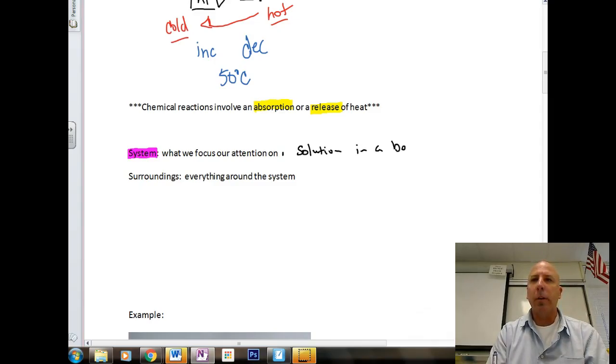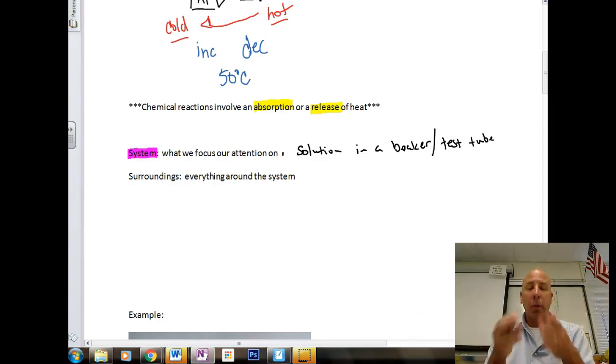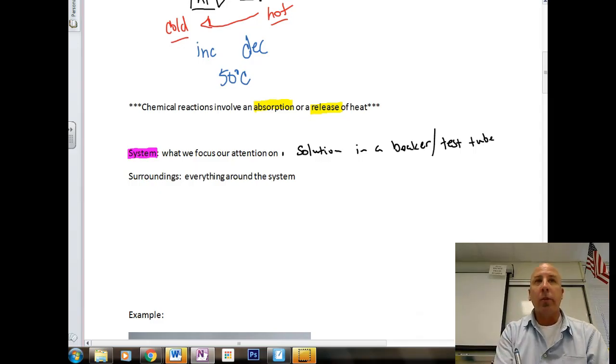in a beaker. It might be a solution in a test tube, or something like that. That's going to be what we are focusing our attention on in chemistry most of the time. And then the surroundings. The surroundings are everything around the system.